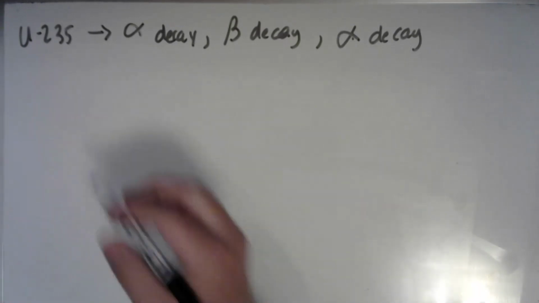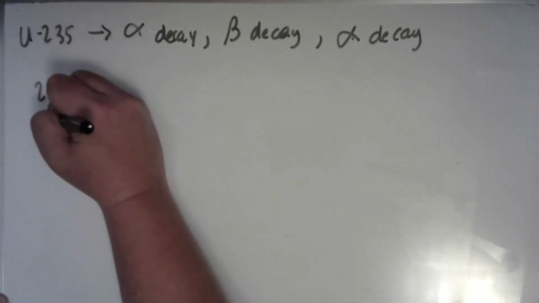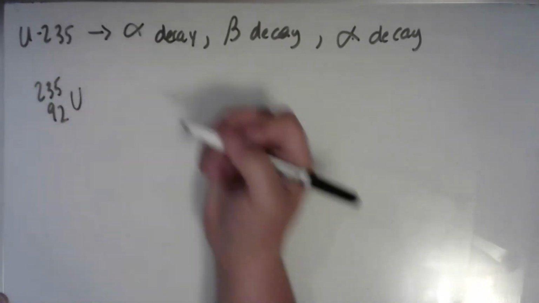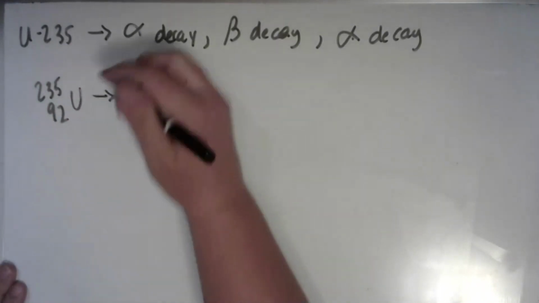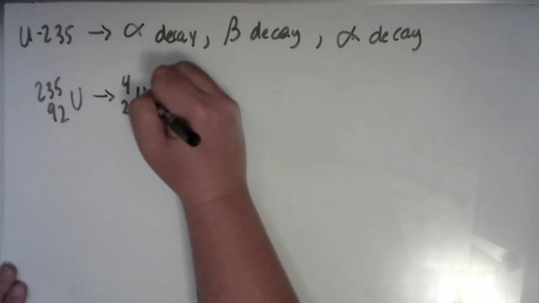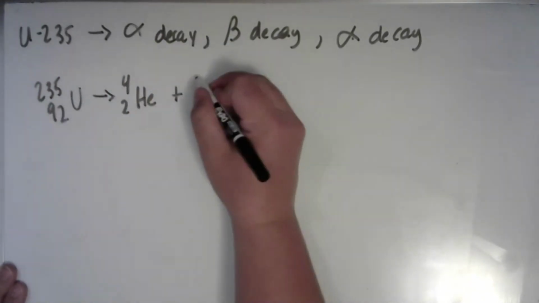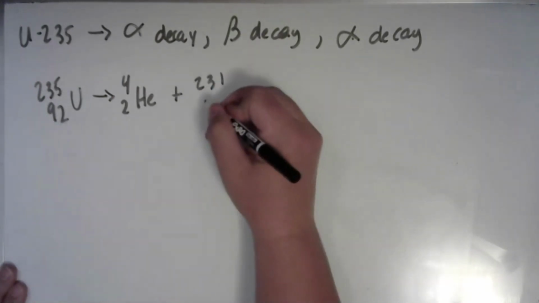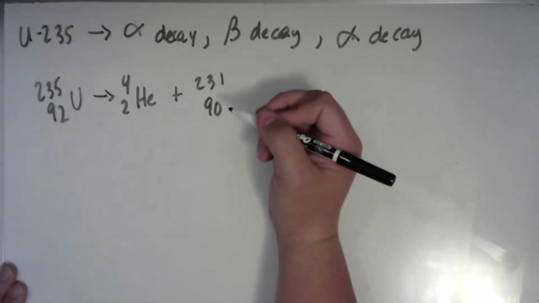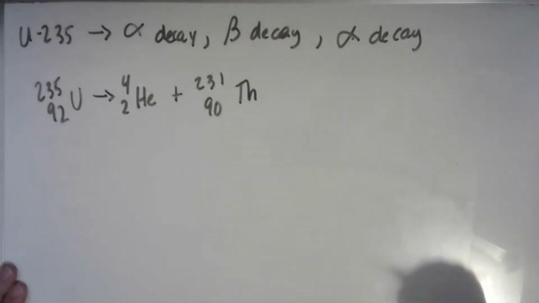So we're starting with our uranium-235. Okay, so we write our first isotope notation, and we see that it's undergoing alpha decay. Okay, so we know that 235 minus 4 is going to be 231. 92 minus 2 is going to be 90. That's going to leave us with some thorium.